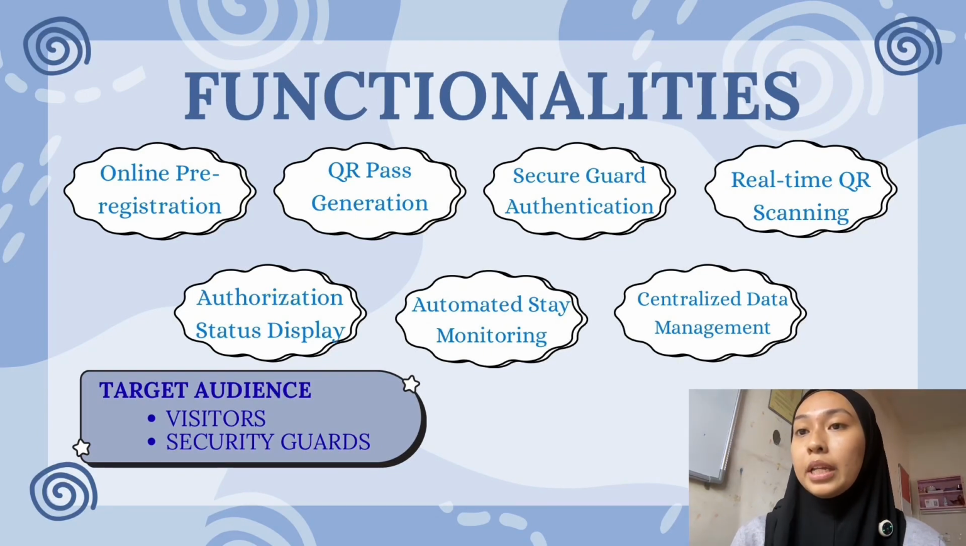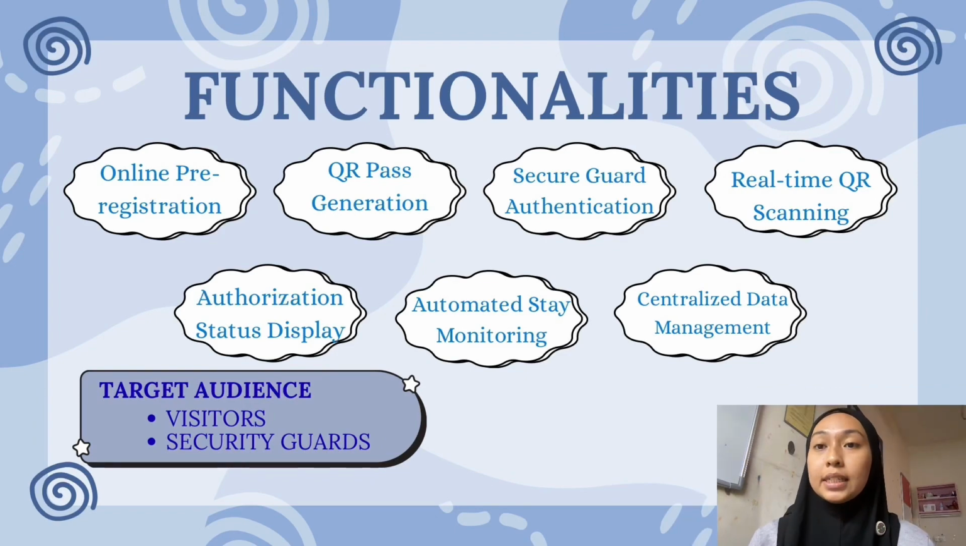Visitor begins by logging into the VPAS portal, completing a pre-registration form, and instantly receiving a unique QR pass on their phone. Security guards then scan this QR code upon arrival. The system instantly verifies the visitor and displays an authorization status, granting or denying entry in real time. VPAS also includes automated stay monitoring, secure guard authentication, and a centralized digital log, all designed to enhance security and efficiency.